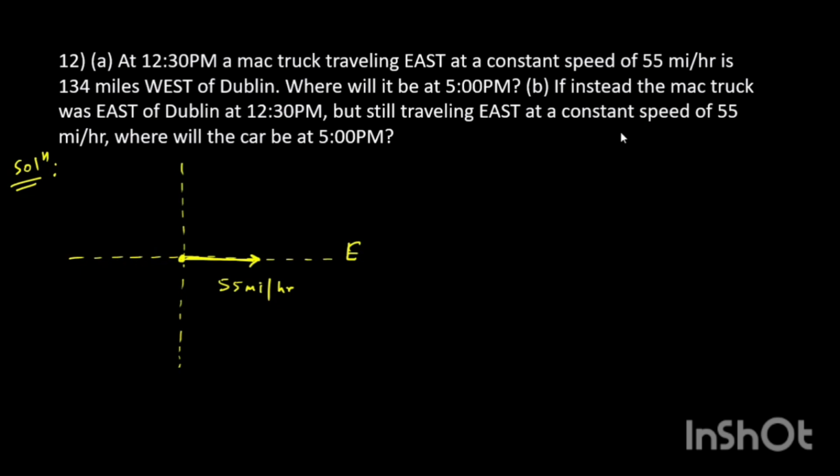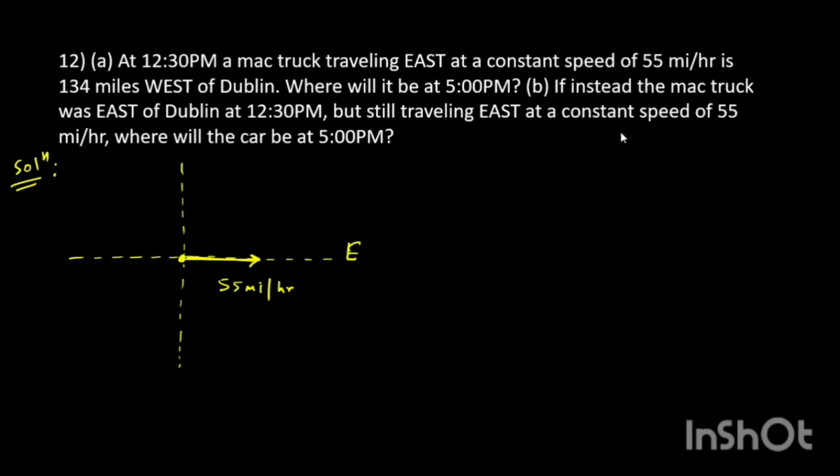So first it goes east, speed, first it goes towards east, is 134. But okay, and it is 134 miles west of Dublin. So given that, go ahead. If it's going east, then why would it be 134 miles west? The thing is, it is 134 miles west of Dublin. That is, you can assume that it was initially traveling west and now it is going towards east.